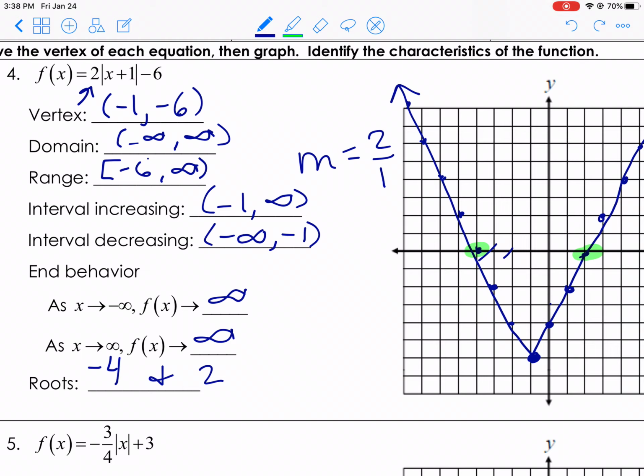If we put in 2, 2 plus 1 is 3. Absolute value of 3 is still 3. 3 times 2 is 6. 6 minus 6 is 0, so that works.